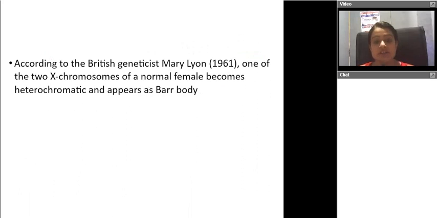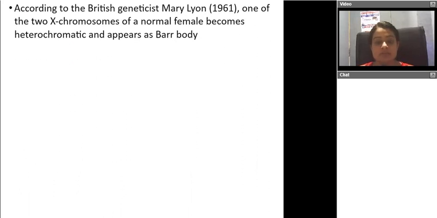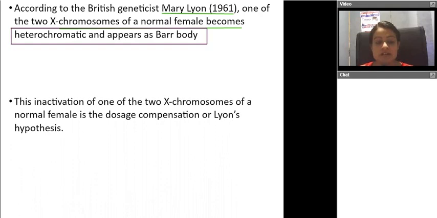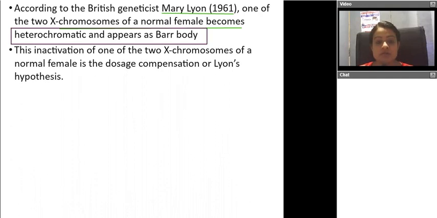According to a British geneticist named Mary Lyon, one of the two X chromosomes of a normal female becomes heterochromatic. This heterochromatic chromosome then turns into a Barr body. Thus, there is inactivation of one of the two X chromosomes in a normal female. And so, it is known as the dosage compensation or the Lyon's hypothesis.